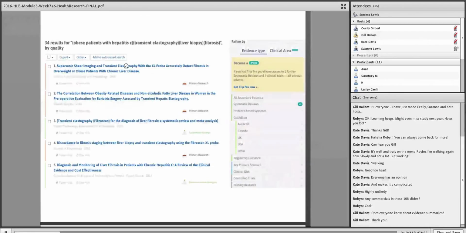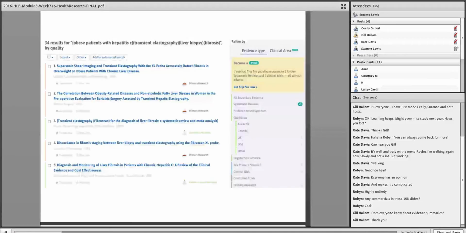And this is a screenshot of the first few results of the search, where I got 34 results altogether. Now, the results are presented in order of relevance according to the TRIP algorithm, and there's quite a lot of information about that on the TRIP website. One very useful feature of TRIP is that the results can be filtered by evidence type using the Refine Results feature on the right-hand side of the screen.